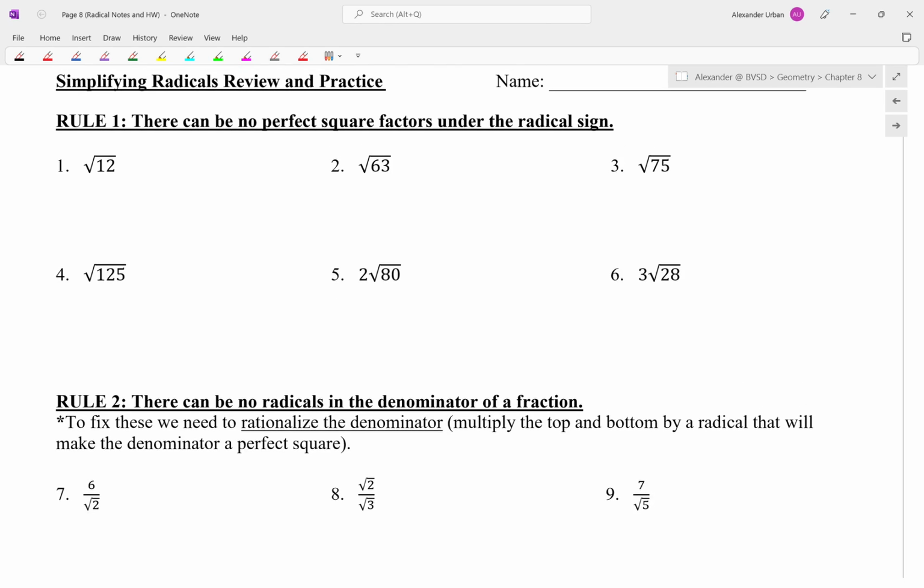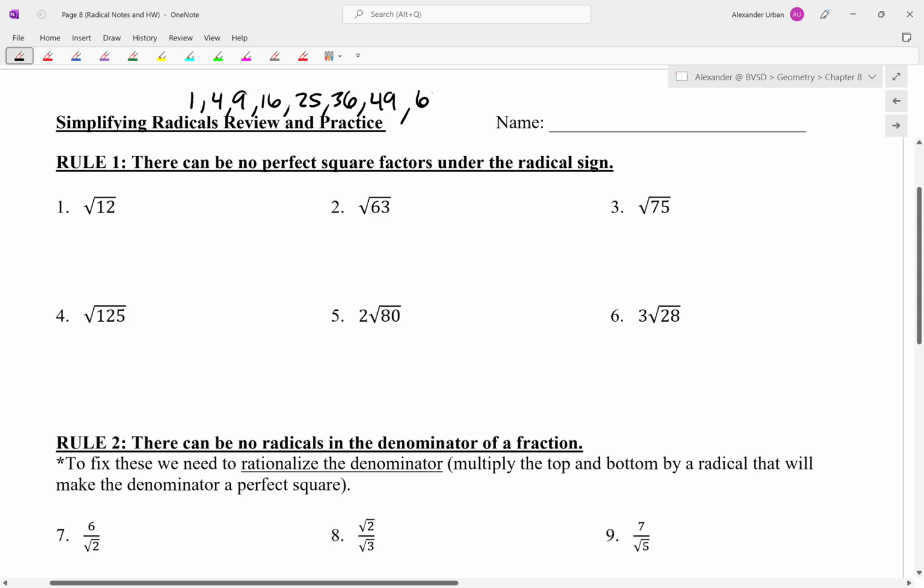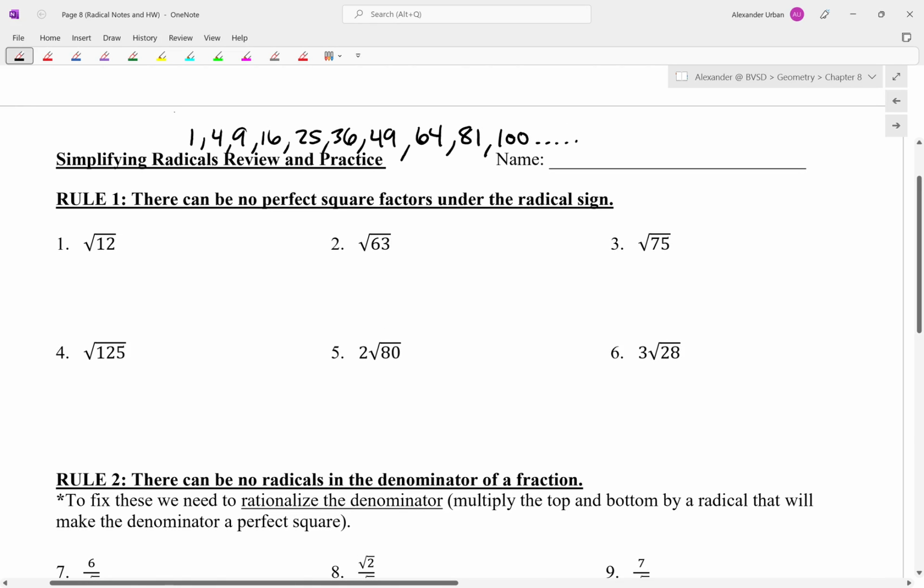So let's start off with number 1. We need a list of perfect squared factors. So I'm going to create a list real quick. 1, 4, 9, 16, 25, 36, 49, 64, 81, 100, and this list keeps on going on and on forever. And we're getting this list by taking numbers and multiplying them by themselves. So 2 times 2 is 4, 3 times 3 is 9, etc.